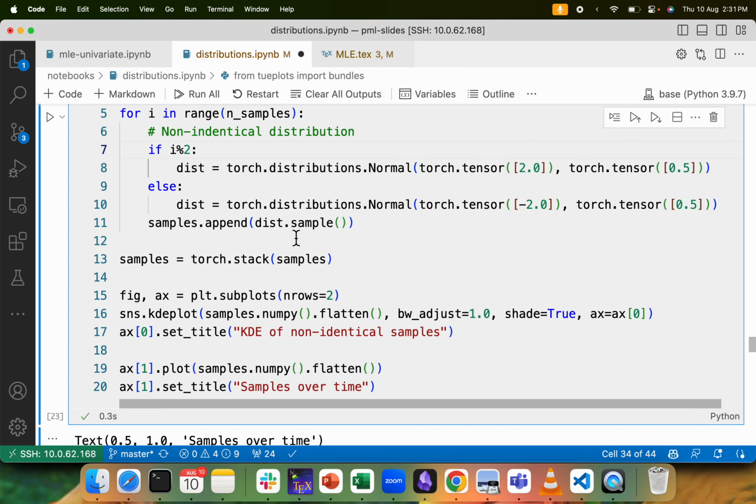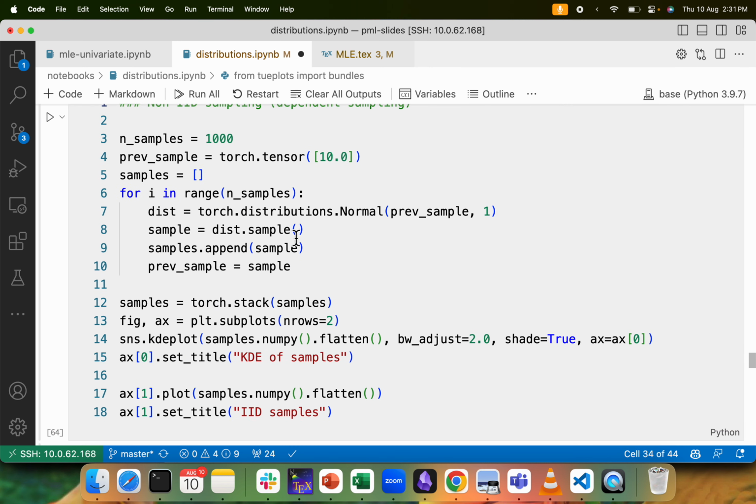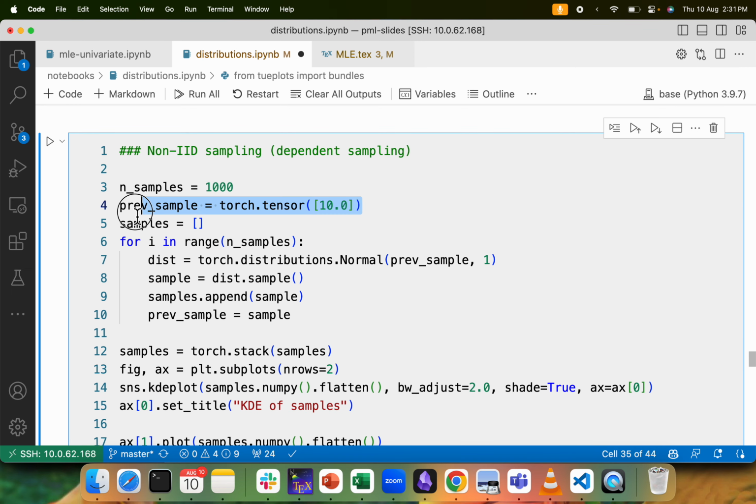Okay. Yeah, I'll show a simpler example now. I'll say that we started off with the first sample, which was 10, right? And then I take my normal distribution to be dependent, where the mean of the normal distribution is the previous sample. And then I get a sample from it, and my next sample will of course now depend on the previous sample in a loop.